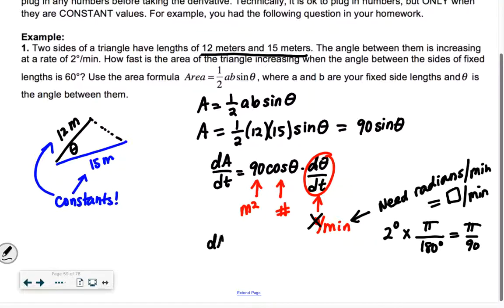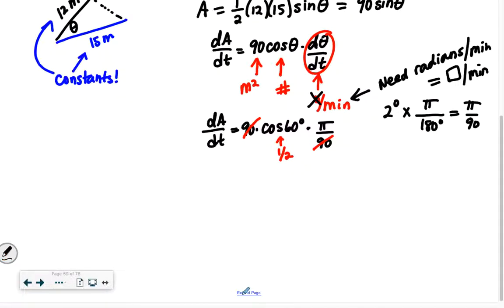As I plug in, I get d over dt equals 90 times whatever cosine of theta is. We have cosine of 60 degrees. We could change that to radians, but it's still just going to be a number. Cosine of 60 versus cosine of pi over 3, those are the same thing. So if you want to write 60 degrees, I don't care. Then times pi over 90. The 90s reduce out, and the cosine of 60 is 1/2. So our answer is pi over 2, exactly.